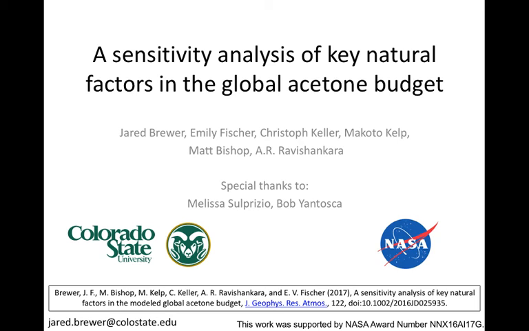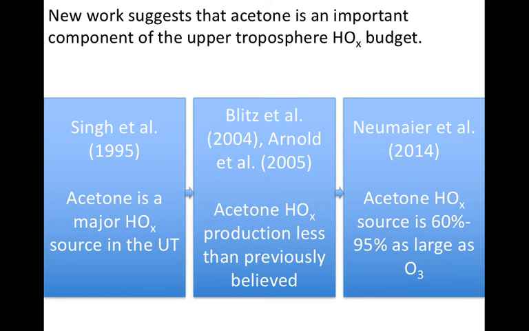All right, so I don't have to spend too much time with this group talking about why acetone matters, but I do want to give you sort of the overview. Back in 1995, Hanwant Singh et al. found that acetone was a potentially major source of HOx in the upper troposphere, but that was relying on some older research on the quantum yields. So a reanalysis of the pressure-dependent quantum yields by Blitz et al. in 2004 and some modeling work by Arnold et al. the following year suggested that acetone HOx production was lower than previously believed.